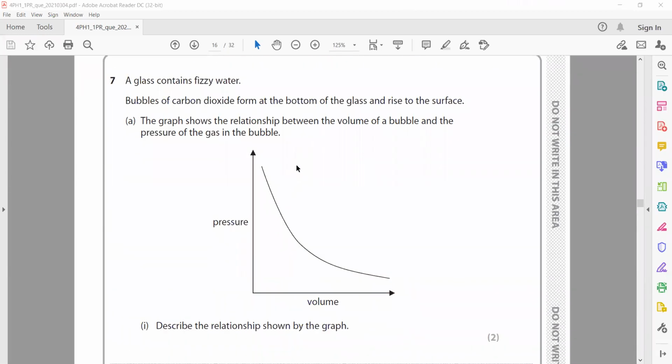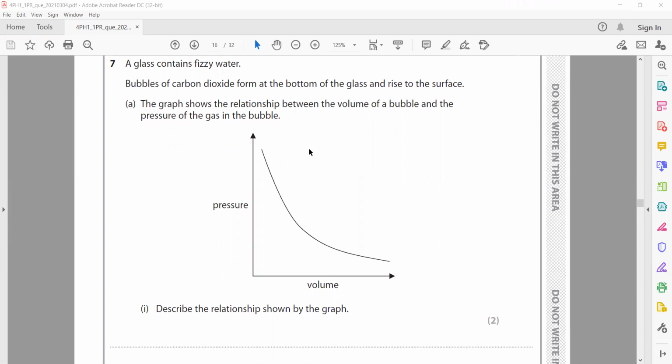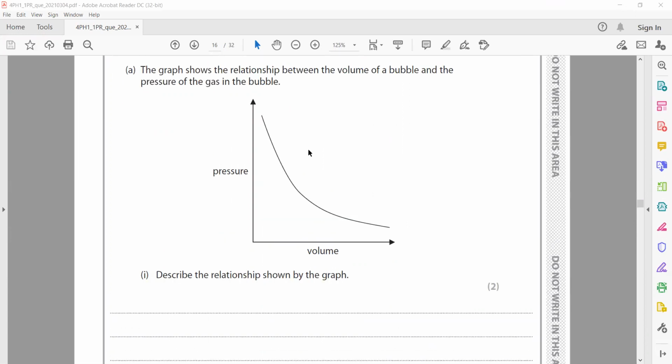A glass containing fizzy drink: bubbles of carbon dioxide form at the bottom of the glass and rise to the surface. The pressure and volume graph is shown. Describe the relation. It shows pressure and volume are inversely proportional to each other, or the product of pressure and volume will remain the same.